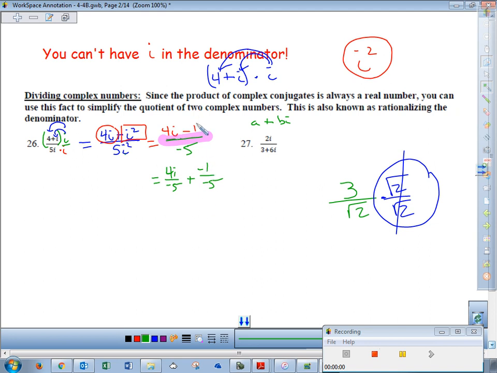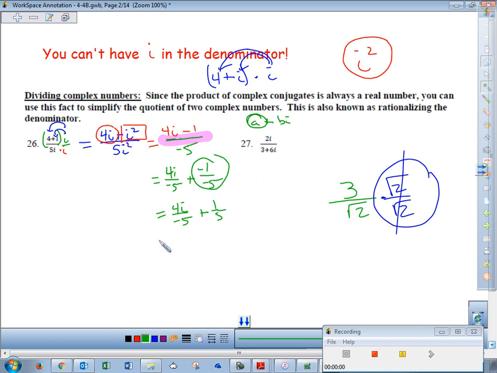So that's what we're going to do. We're going to split it up. What's this turn out to be, though? What's negative 1 over negative 5? Positive 1/5. And is this in a plus bi form? 4i over negative 5 plus 1/5. Is that in a plus bi form? Who comes first in a plus bi form? What kind of number is a? Real number. Does the real number come first in this situation? So we better switch it around.